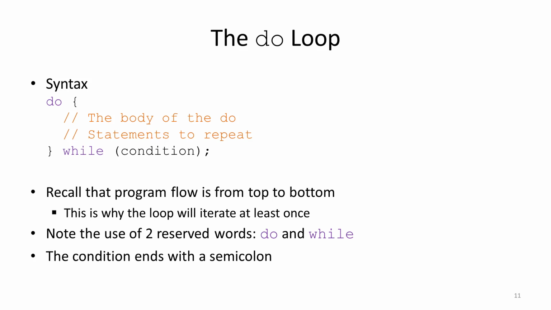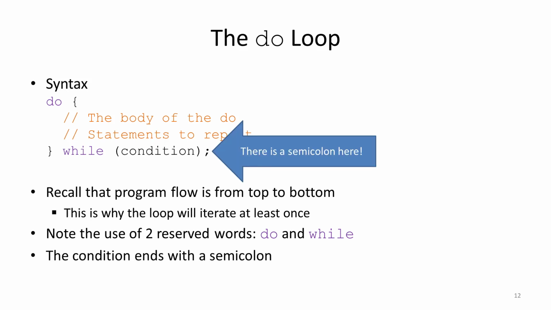The flow of execution starts at the do and then goes into the body of the do, and the statements will execute. After the statements execute, then the condition is evaluated. If the condition is true, then the flow of execution will go back up to the do and re-execute the statements in the body. Note the use of 2 reserved words, the do and the while. You have a do block and then the while condition. Also note that the condition ends with a semicolon. This is somewhat peculiar, but necessary.